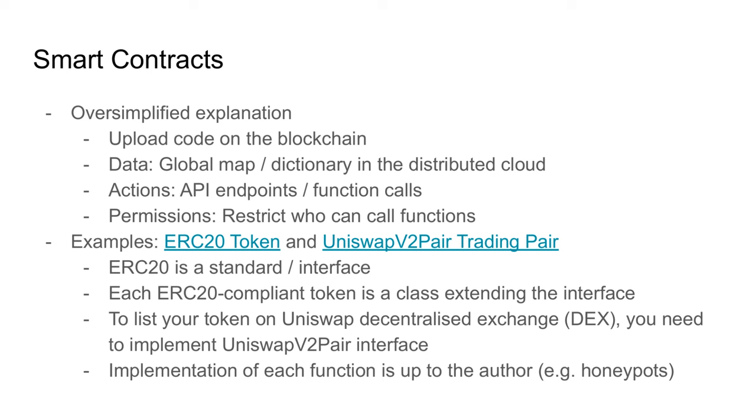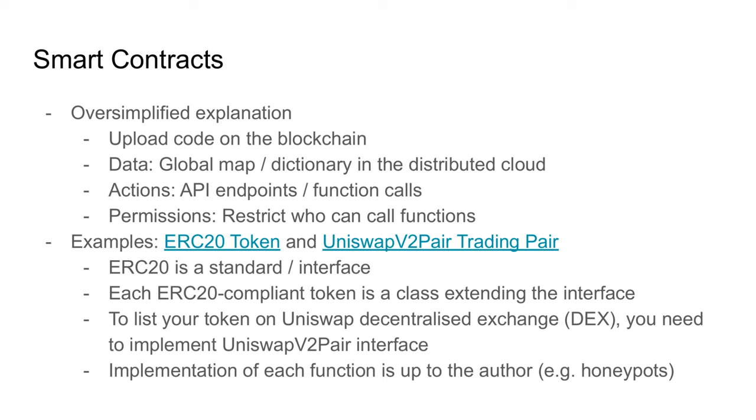Your actions, your functions, is similar to AWS Lambda, right? You can make a function call to the blockchain to operate on the data, so you can modify the data, and each function call also has certain permissions similar to AWS Lambda, right? You do not want anybody to call any function, so you can restrict who can call certain functions, and that actually leads to some applications with this idea.